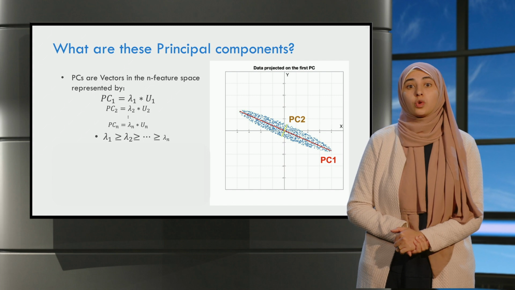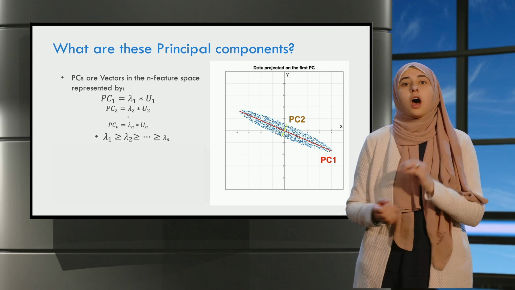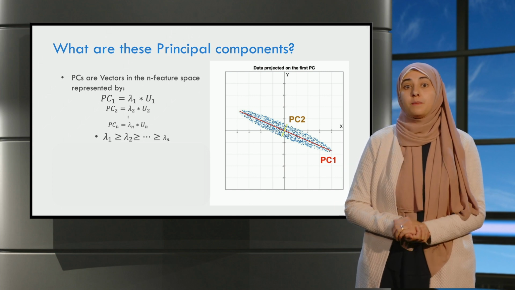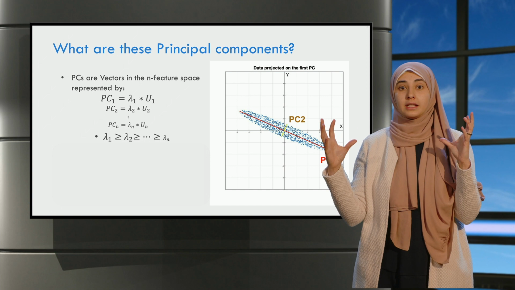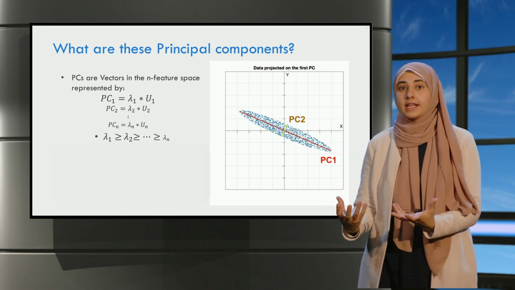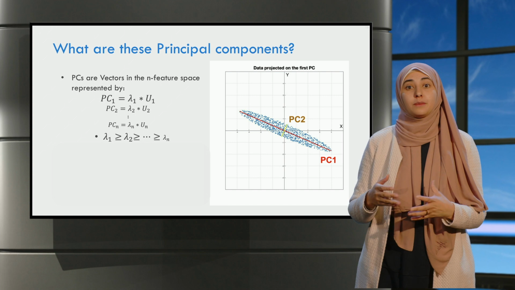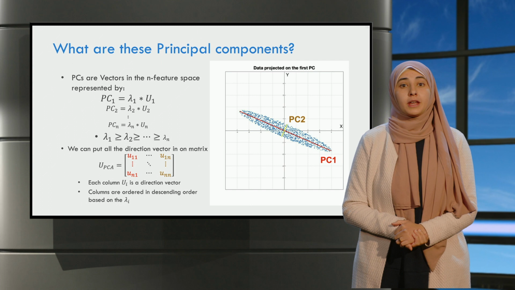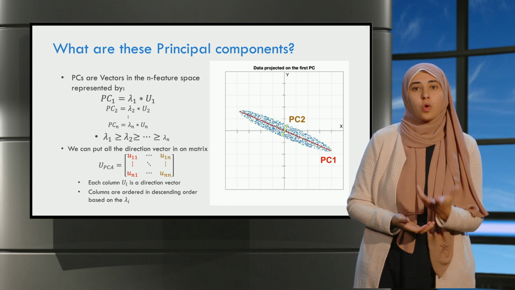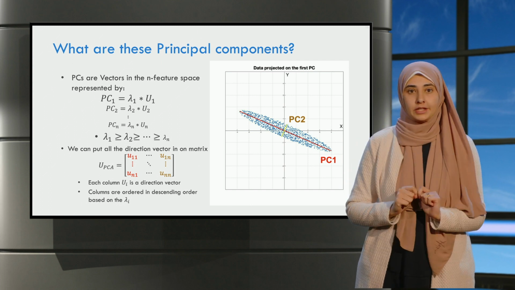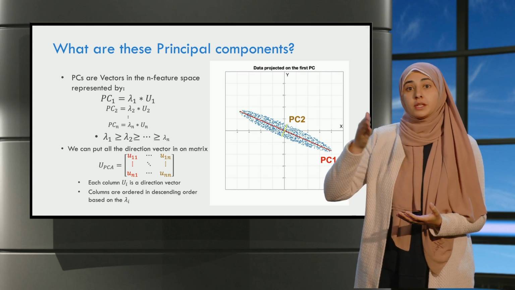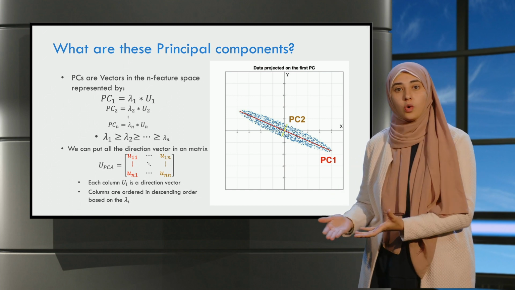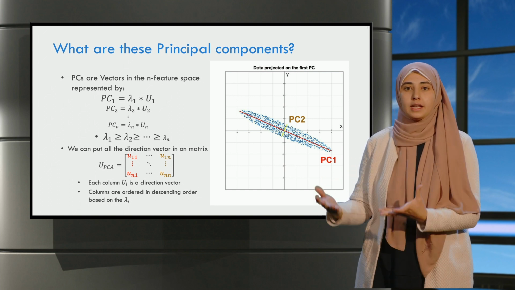Note that the lambdas or variances along each direction are always ordered in descending order. That means PC1 contains more variance, so more information about the data than PC2. That means that PC1 is more important than PC2. For mathematical convenience, we can place all the u directional vectors in one matrix. The columns of this matrix are the individual u vectors ordered in descending order of their corresponding lambdas or variance spread.